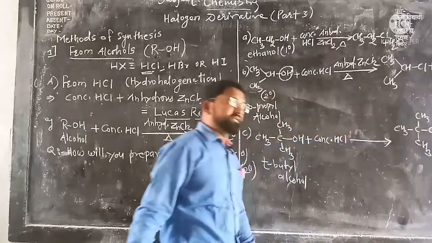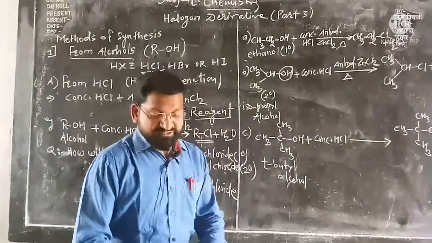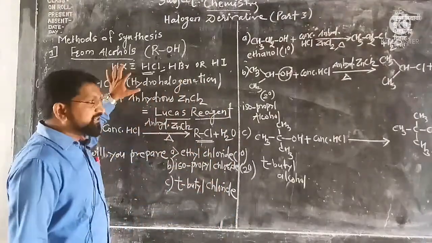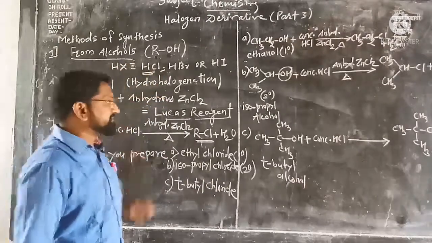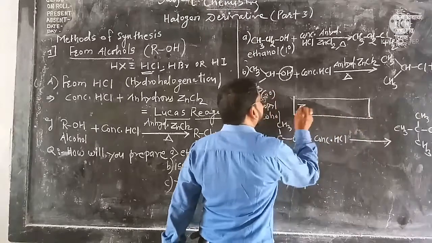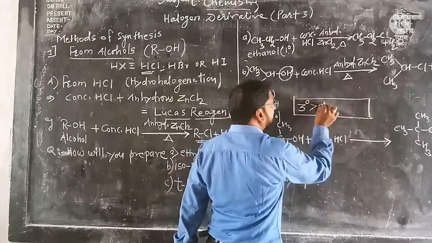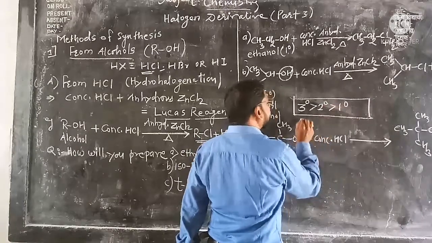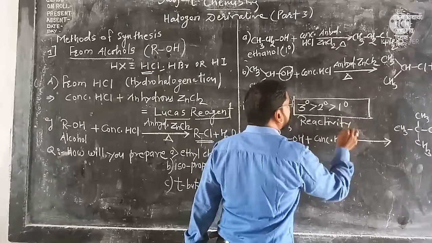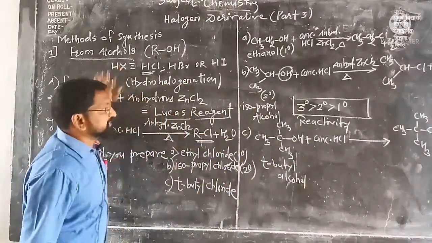Now why so? Listen here. The reactivity of alcohols towards the addition of HCl or the halogen acid is like this: 3-degree alcohol is highly reactive for this reaction, after that 2 degree, after that 1 degree. This is called the reactivity of alcohols towards the addition of HCl or addition of HX.